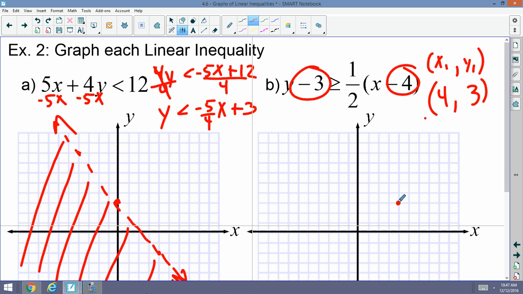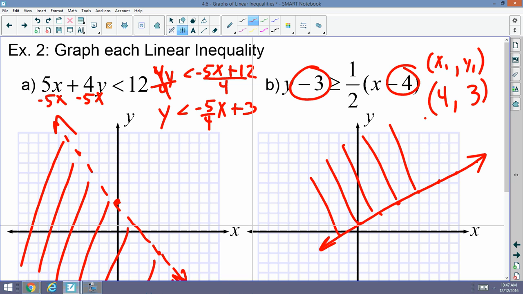What's the slope, my brothers? 1/2. Up 1 over 2. Down 1 over 2. Dash or solid? Solid. It's greater than or equal to, above or below? Now, all joking aside, isn't that easier than solving for y first, my brother?